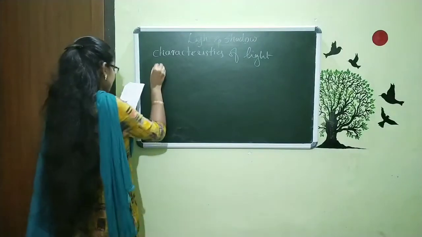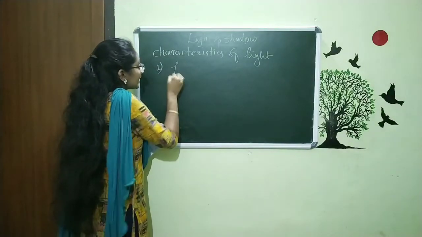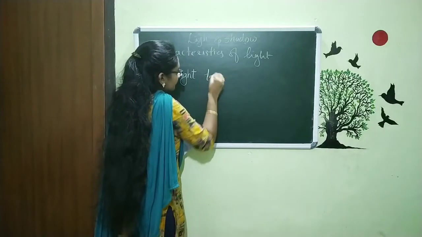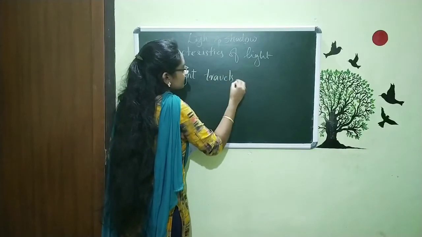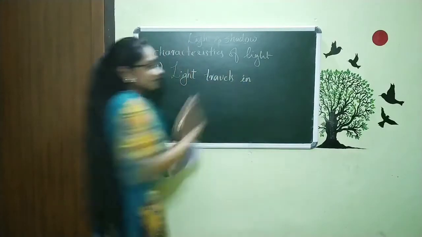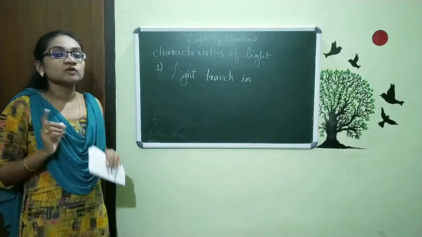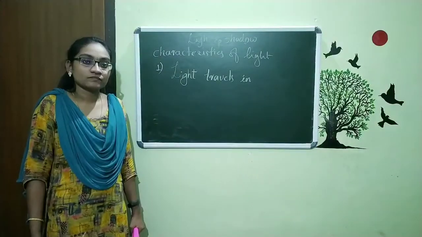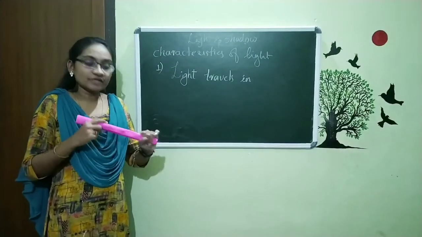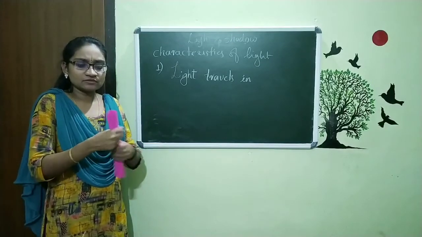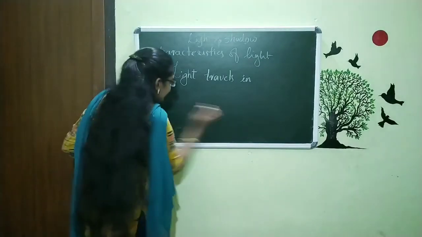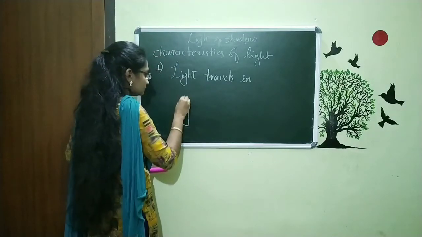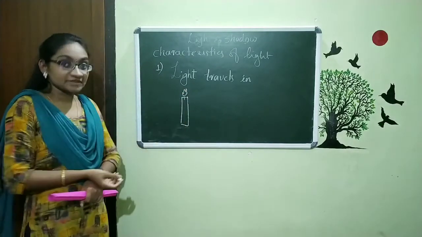So, the first thing is this: light travels in something, I will fill that in. Before that, we are going to fill this using one simple activity. For the activity, we need one tube. I just made one paper into a tube. And next, I just want one candle. This is one burnt candle.